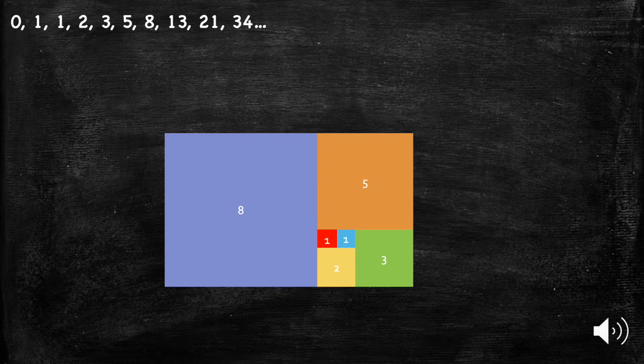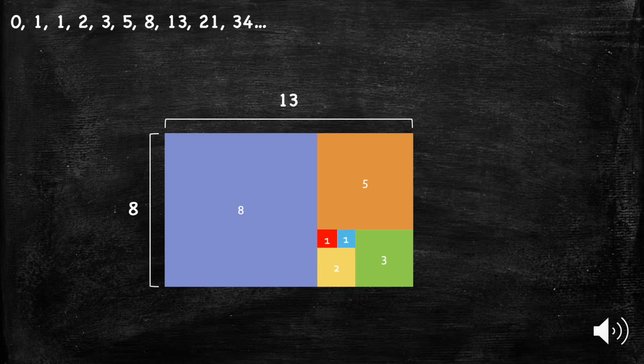So now we have a longer side length, as I said before, that is measured at 13, and a shorter side length that is measured at 8. Now we know the relationship between the golden ratio and the Fibonacci sequence is as follows. When you take two consecutive numbers and divide the bigger one by the smaller one, you get a number that is approaching the golden ratio. So when we take 13 and divide it by 8, we get 1.625, which is very close to the golden ratio, 1.618.